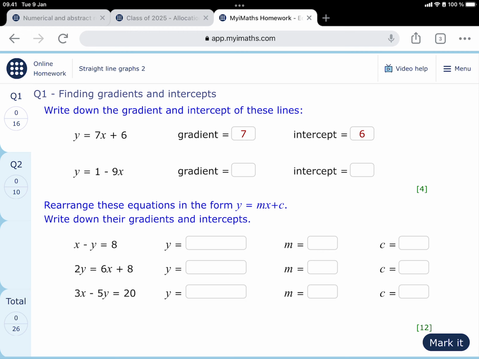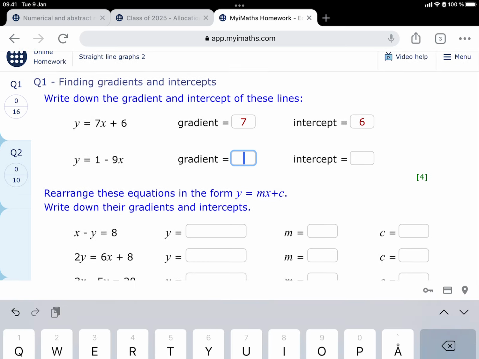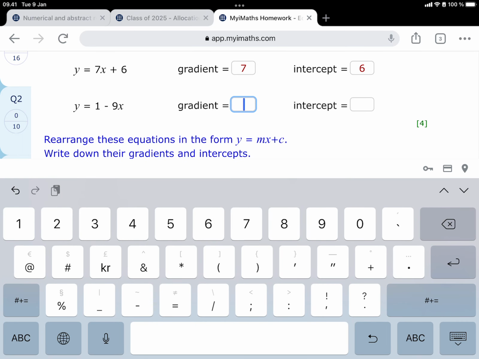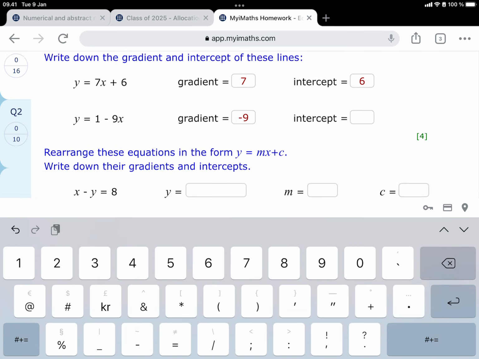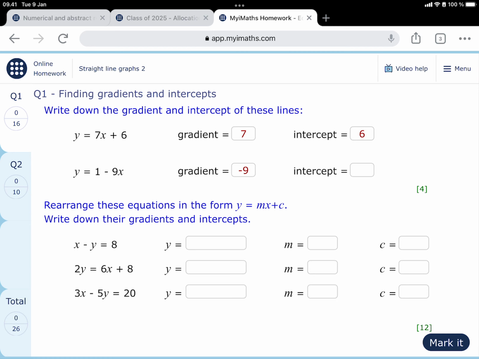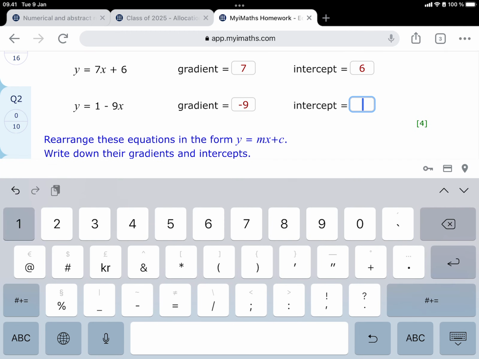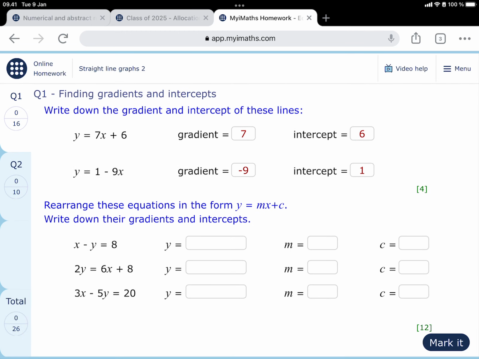Y equals 1 minus 9x. So that's the same as y equals minus 9x plus 1. You've got minus 9x, so it'll have a gradient of minus 9, meaning for every 1 across, it'll go down by 9. And then it's got plus 1, so it'll have an intercept of 1, meaning it'll cut the vertical axis or the y-axis at 1.